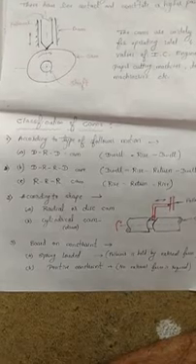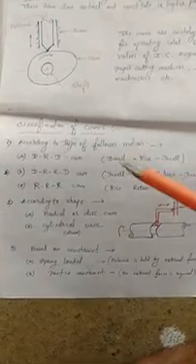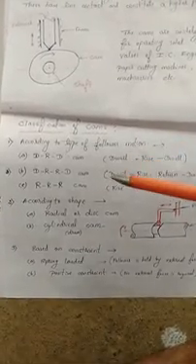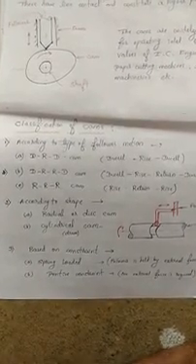Now I'm explaining again. Now, classification of cams. These cams are classified according to types of follower motion, according to shape, and also based on constraint. According to the type of follower motion, you can classify the cams as DRD cam, DRRD cam, and RRR cam. That means DRD cam means dwell, rise, dwell.